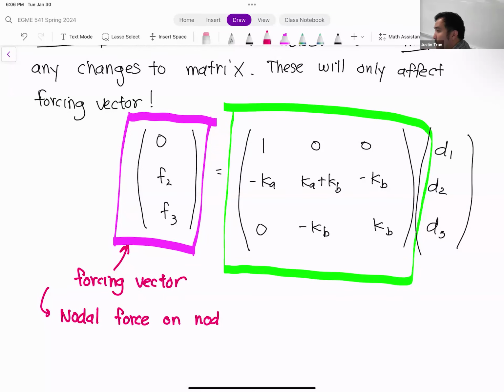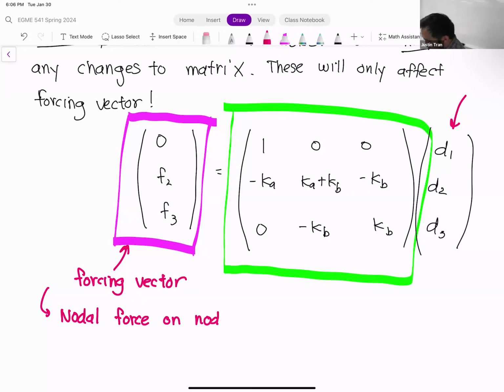And how come D1 wouldn't be equal to 0? It is equal to 0 here, but technically the way we set up this equation, everything in this vector is still technically unknown. But we've changed that first row in the matrix to effectively force D1 to equal 0. We want to keep the structure of the matrix the same.